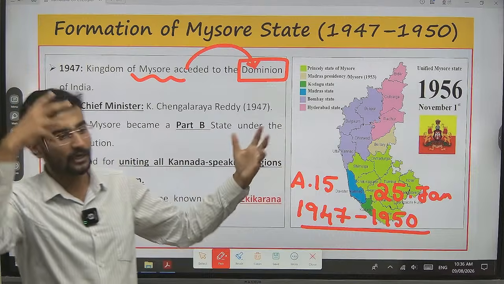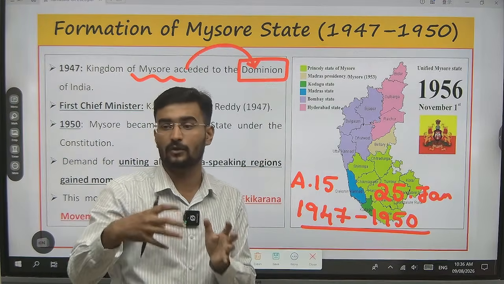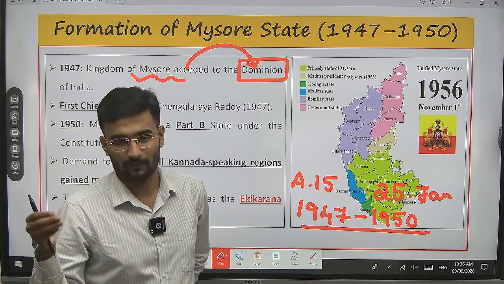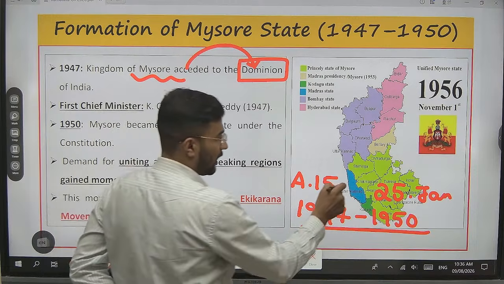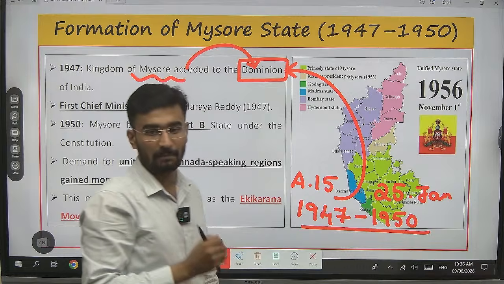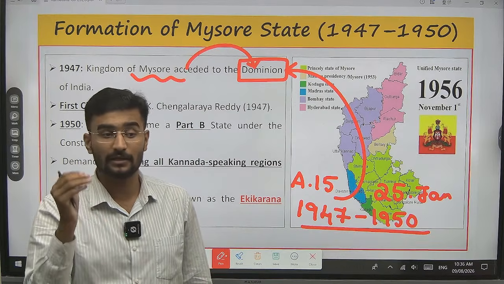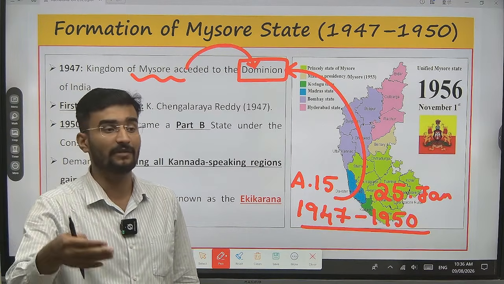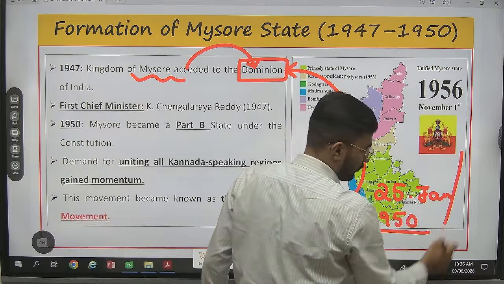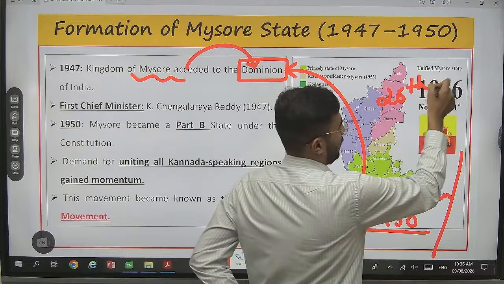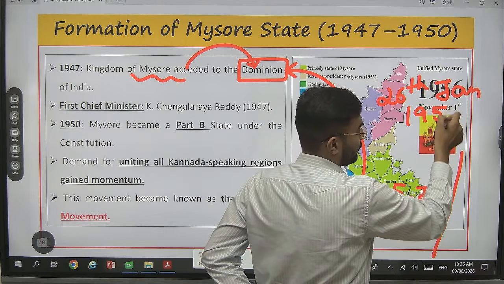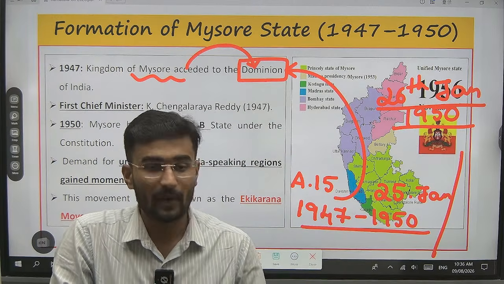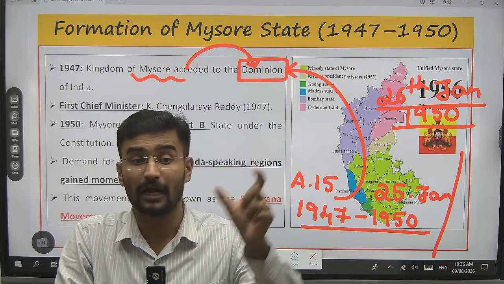Even till 1950 it was under the authority of Britishers. It is partial sovereignty. And the word we call it as what? Dominion. The partial sovereignty we call dominion status. But after 26th January 1950, our Samvidhan came into effect. After 26 January 1950, we call it a Republic, a gananrajya.